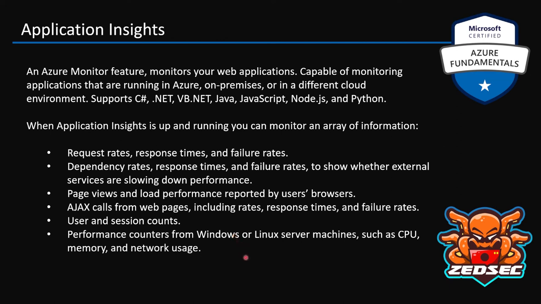Application Insights is an Azure Monitor feature that monitors your web applications. It's capable of monitoring applications running in Azure, on premise, or in a different cloud environment. It supports C Sharp, .NET, VB.NET, Java, JavaScript, Node.js, and Python. When Application Insights is up and running, you can monitor request rates, response times, and failure rates, dependency rates, response times, and failure rates to show whether external services are slowing down performance, and page views and load performance.